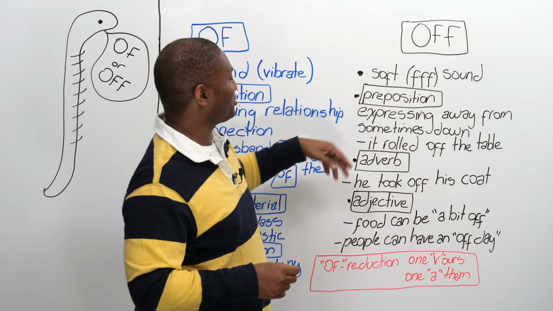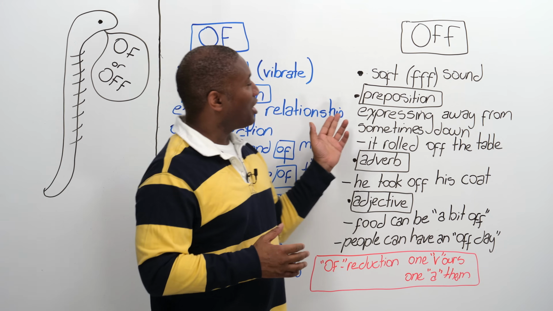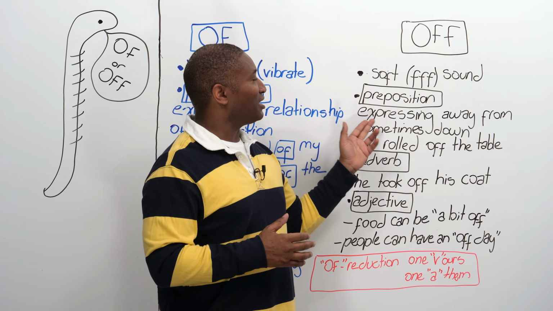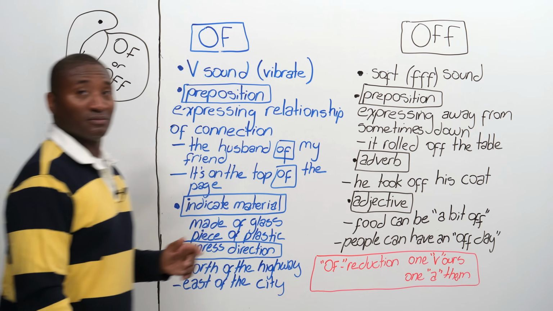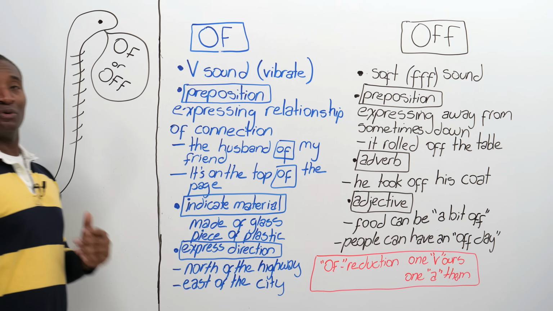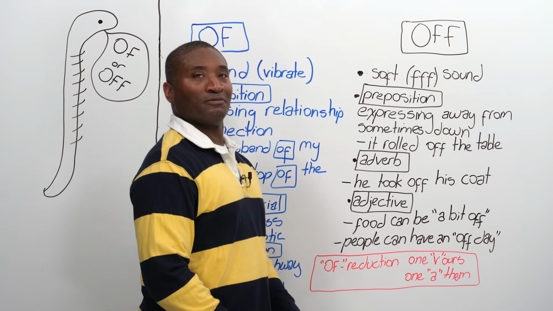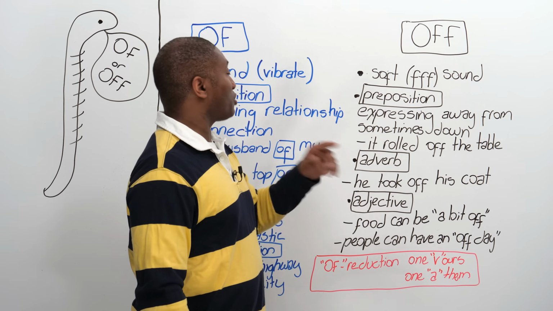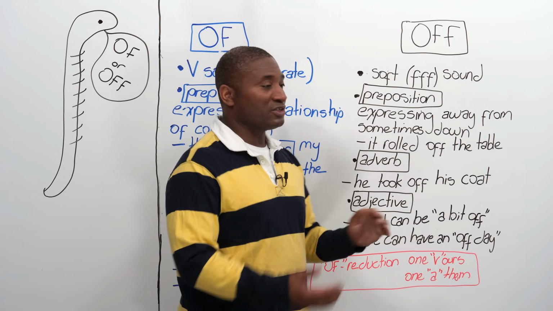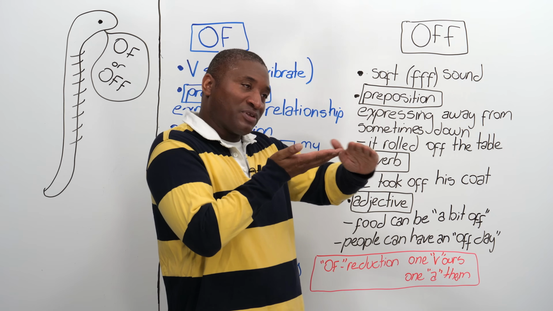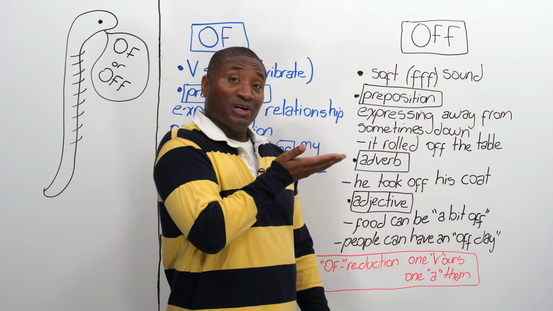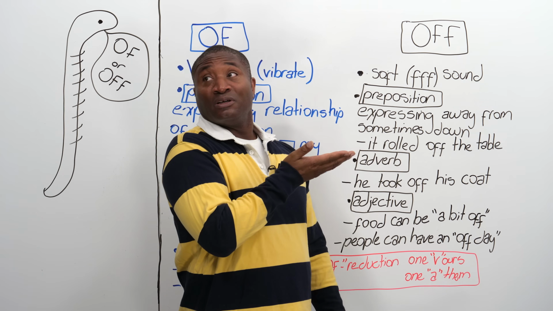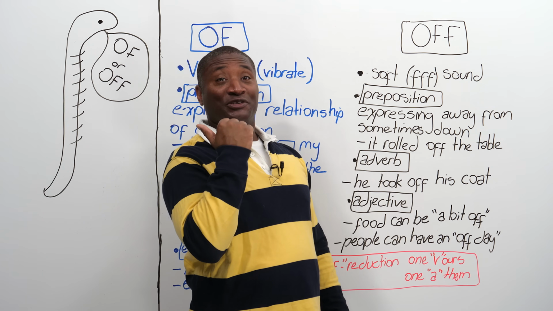It's a preposition. So how does it work as a preposition? When we use it as a preposition, it expresses away from or down. So it'd be away from or down. Okay? So it rolled off the table. So when something rolls off the table, it's going away from the table. In this case, it's not only going away from the table, it's going down. So I've connected the two of them. I wish I could turn off that extra sound that just happened.